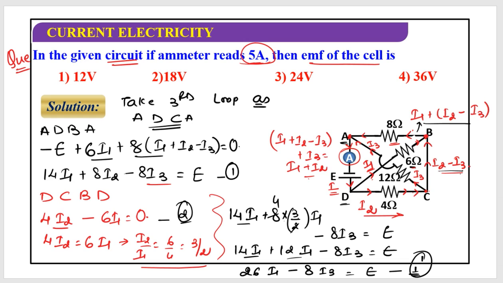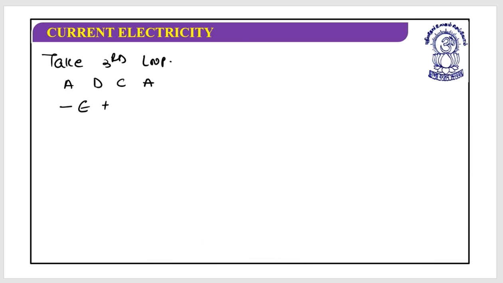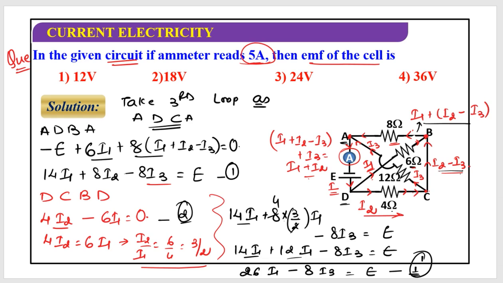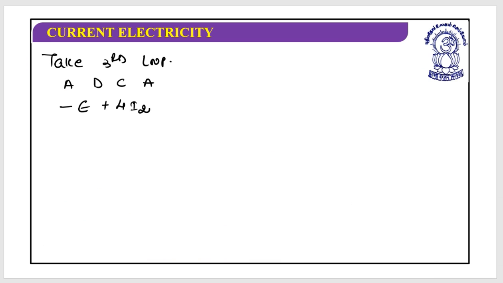Then from D to C, it is 4 into I2, and we are moving in the same direction, so this is plus 4 into I2. Now from C to A, it is the 6 ohm resistance, and I3 is the current, so this is plus 6I3, that should be equal to 0. So 6I3 plus 4I2 equals E. This is, let's say, relation number 3.